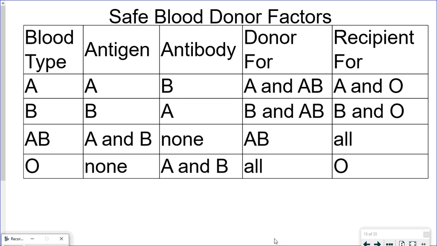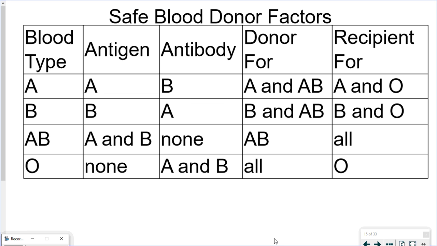If your blood type is B, you have B antigens and A antibodies. You can give blood to someone else who is B or someone else who is AB because their antibodies are not going to interfere with your B antigens. But you can only receive blood from someone who's B or someone who's O because you cannot receive A antigens in any form.